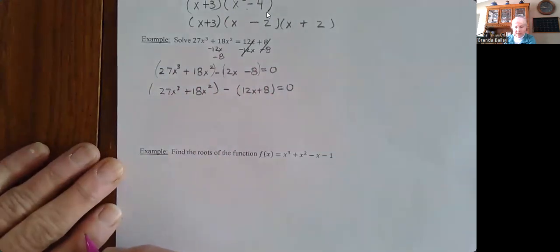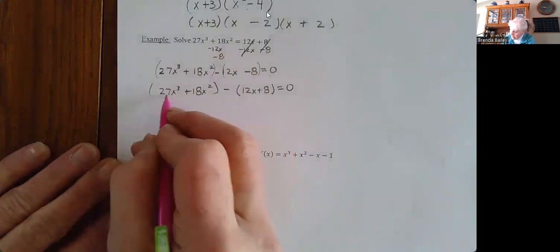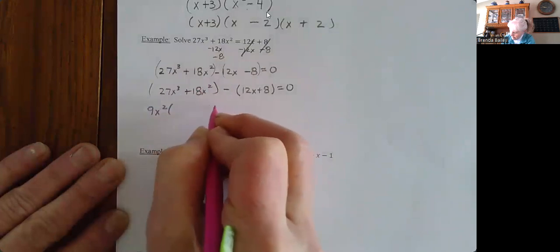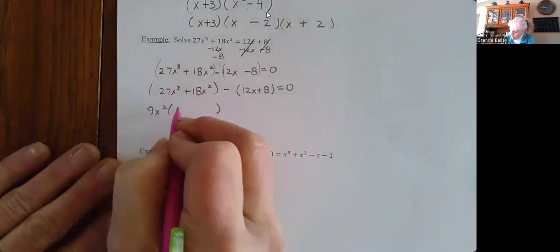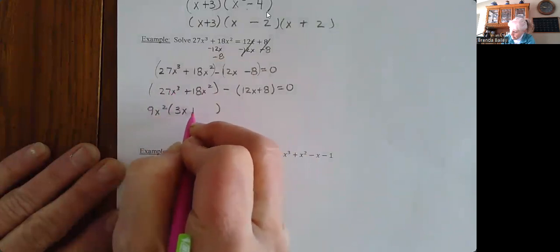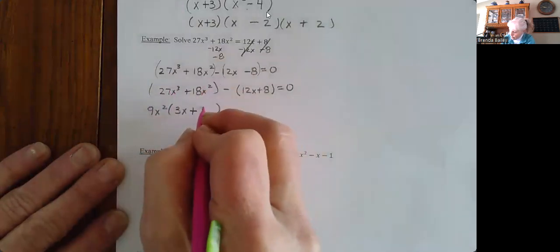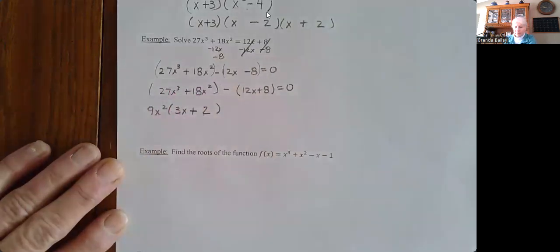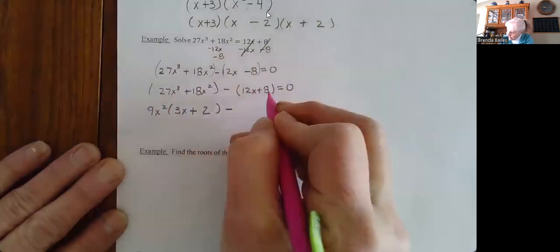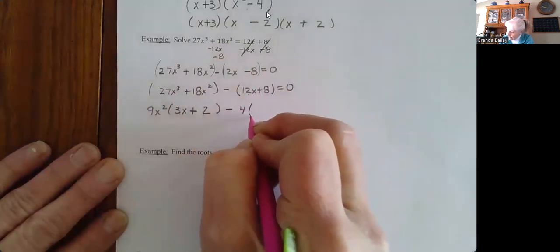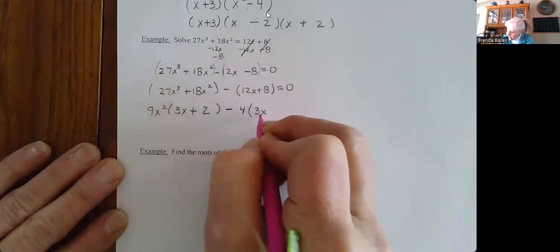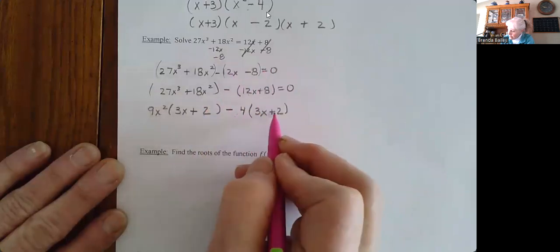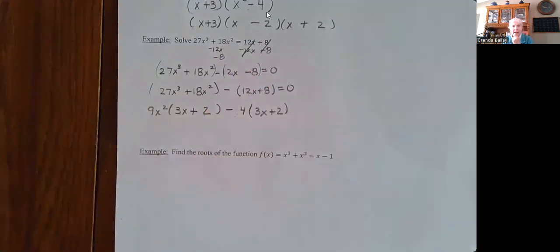All right, factor out what's in common. Here, it looks like it'll be 9x squared. This divided by this is 3x. This divided by that is 2. If you multiply, you come back to the original. Now here, I'm going to pull out a 4. That leaves me with 3x plus 2. If I multiply, I come back to the original, including the signs.